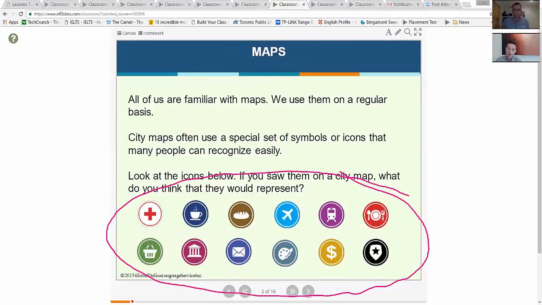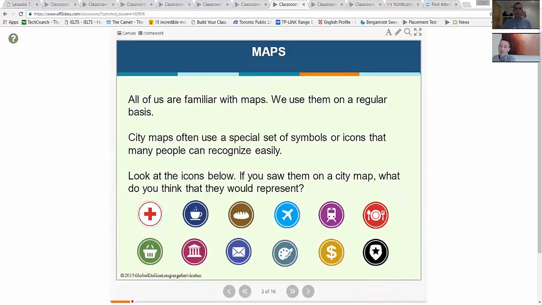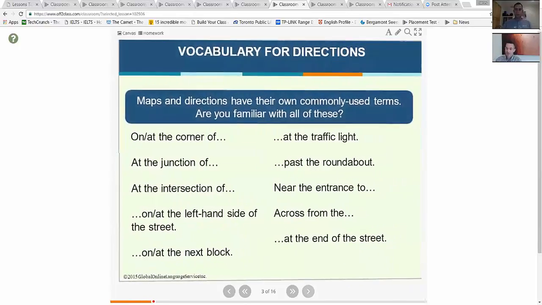And obviously on maps, we tend to see a lot of icons. These are becoming more and more standardized around the world. So I always introduce icons. The students can discuss what they may have, or what they would represent on a map in their own country, or what they have experience with. And then it's very easy to start testing the language as you go along.